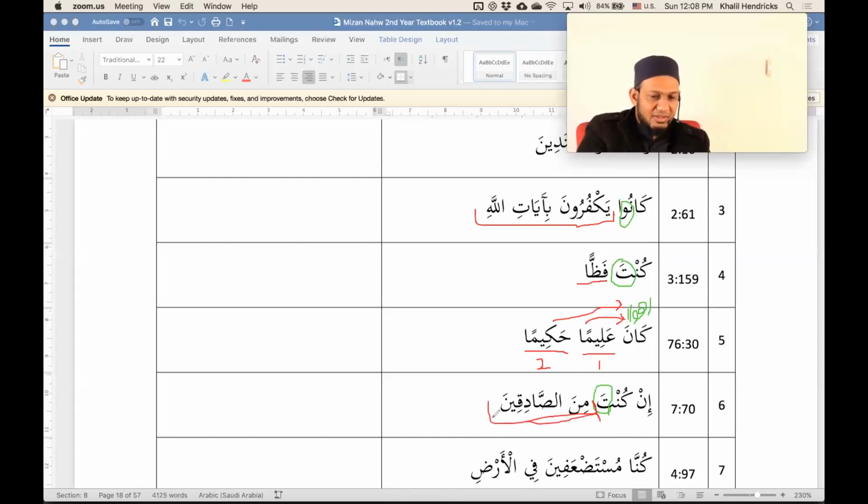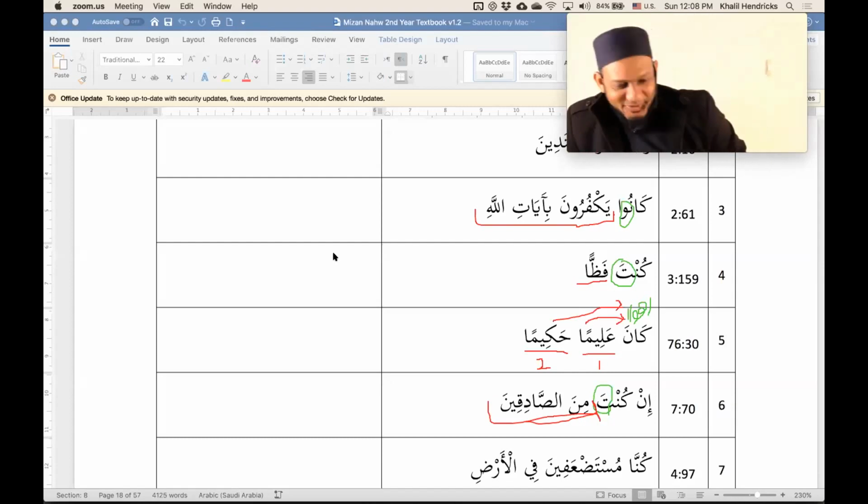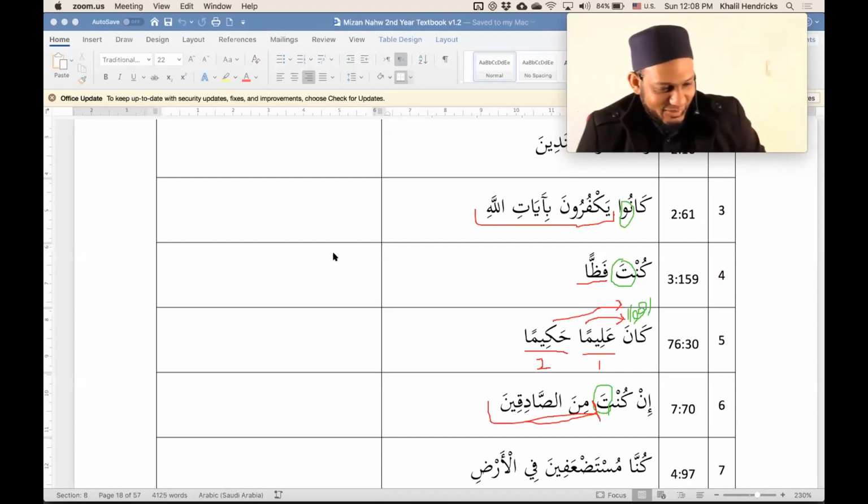You with me? Okay. So what type of khabar is this? You can answer already. You say min is a what? حرف جار. And صادقين? اسم مجرور. So that's the answer. It's a harfu jar ism majroor in the place of the khabar. You with me? So the answer is this min harfu jar ism majroor is in place of the khabar.